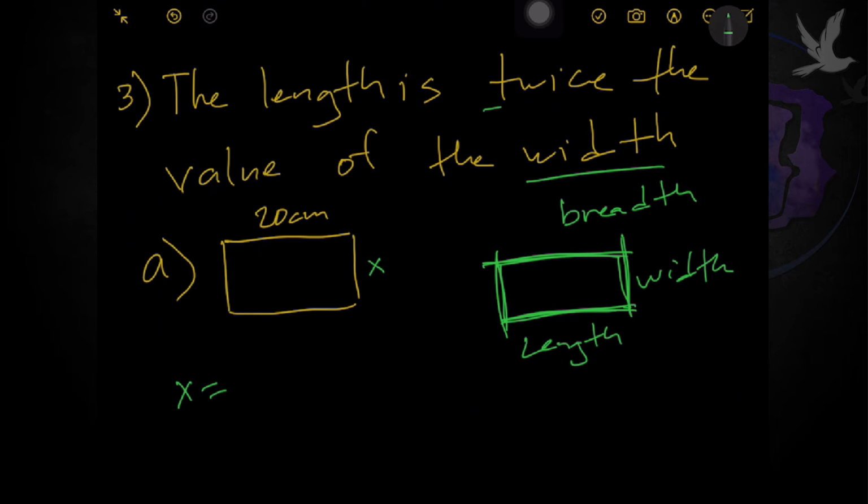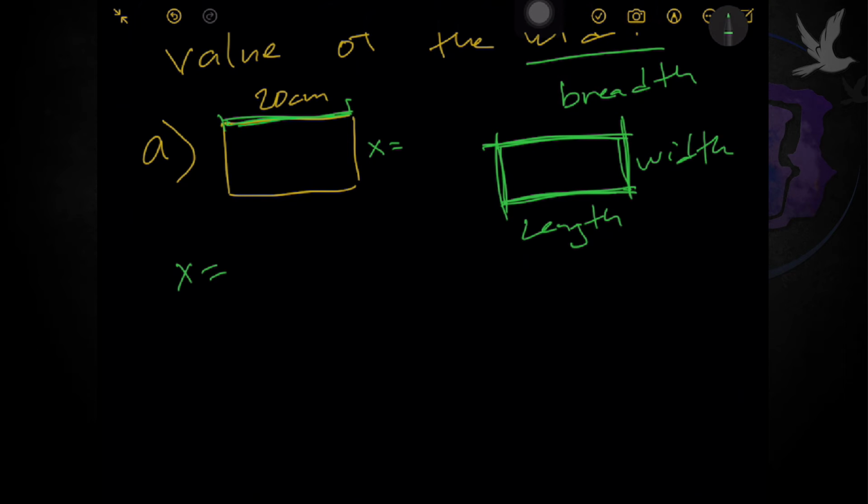What is the clue word here? It says twice. Which means the length, this one, is twice compared to x. So if our length is 20 and it is twice the value of x, what could be the value of x? If you notice, our width is shorter, right? So the value of x should be smaller than 20. What will you multiply with 2?